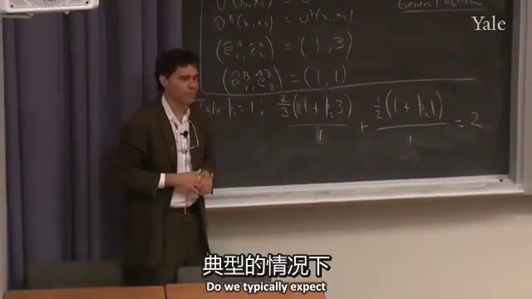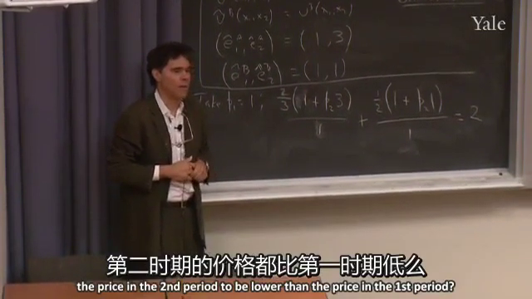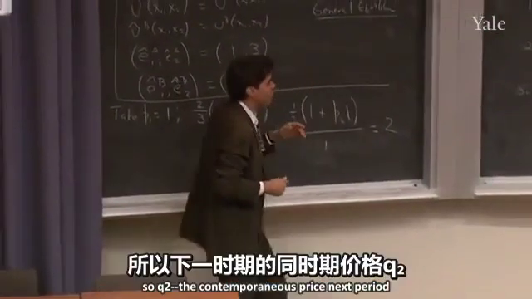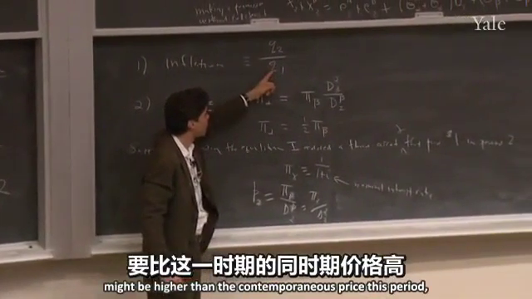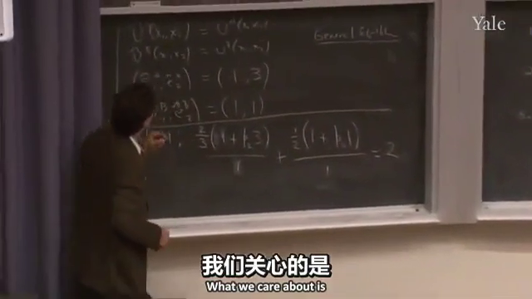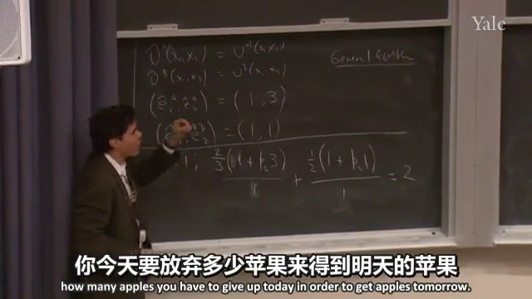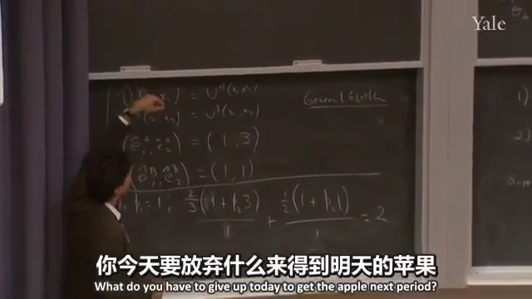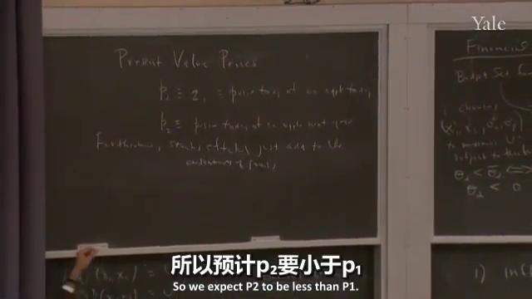Do we typically expect the price in the second period to be lower than the price in the first period? Okay, often there'll be inflation. So Q2, the contemporaneous price next period, might be higher than the contemporaneous price this period. But we don't care about that. What we care about is how many apples you have to give up today in order to get apples tomorrow. So P2 is the present value price. What do you have to give up today to get the apple next period? So we expect P2 to be less than P1.